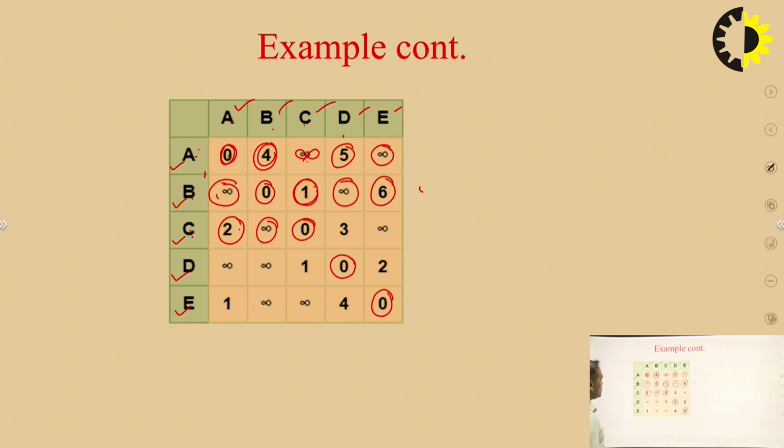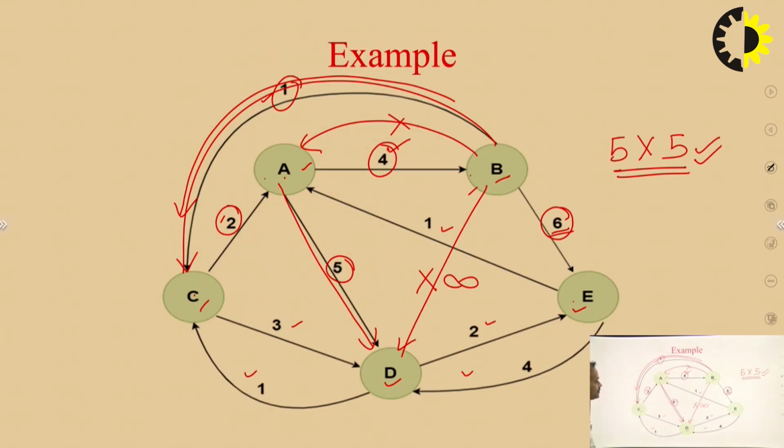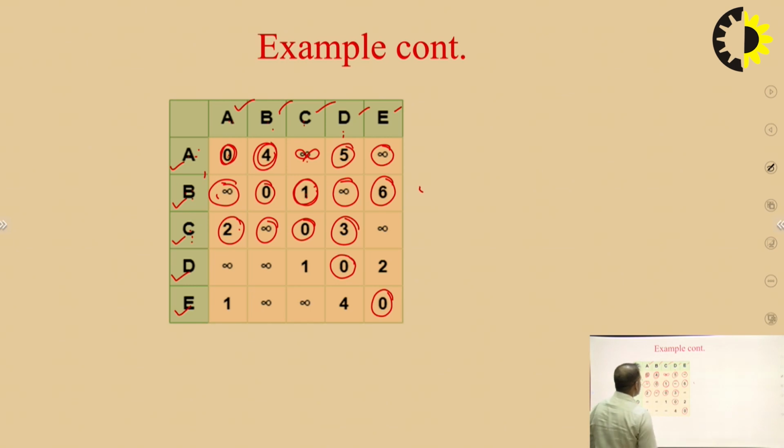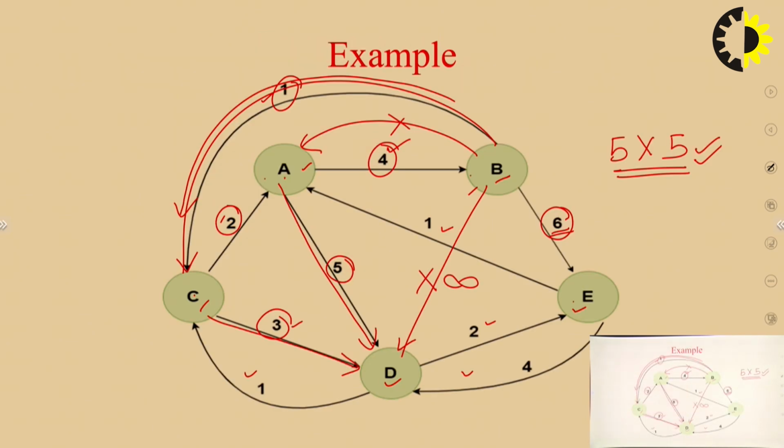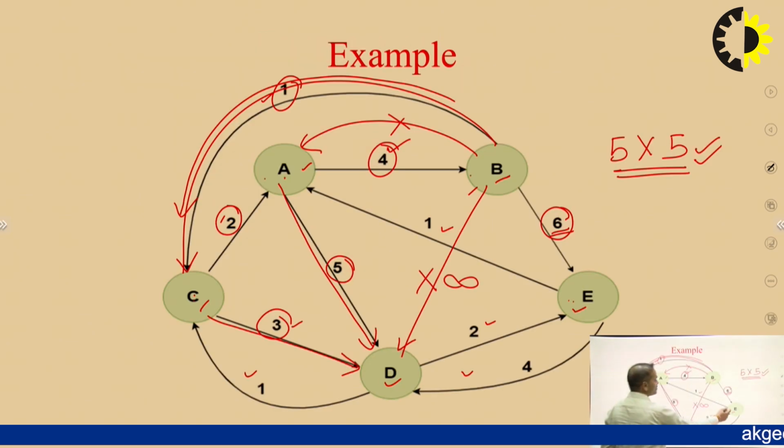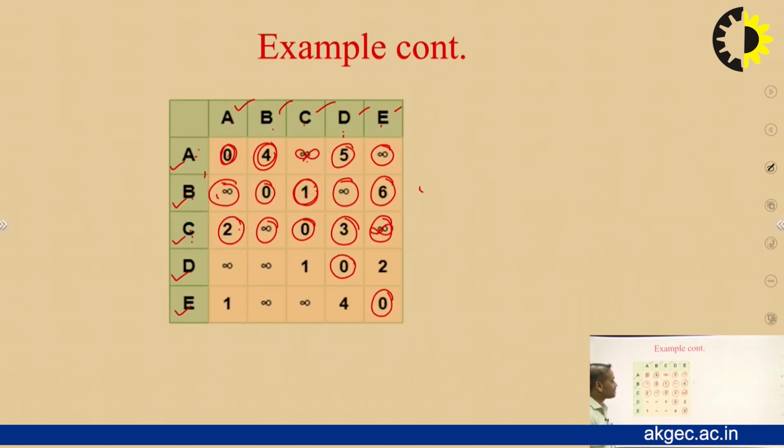The next is the distance between C to D, which is 3. There is a directed edge between C to D and the value of the edge is 3. So we have to mark 3 here. The distance between C to E is infinity because there is no directed edge between C to E. So we have to mark the distance between C to E as infinity.